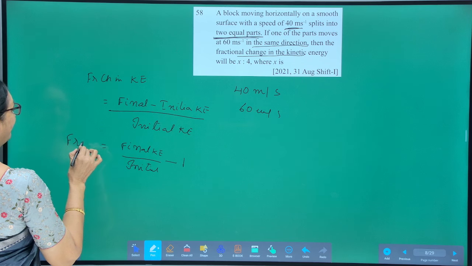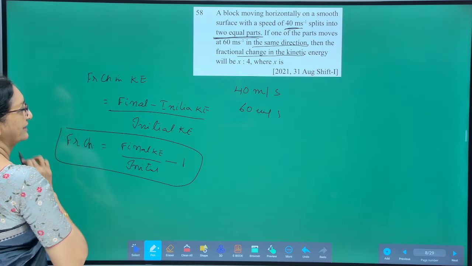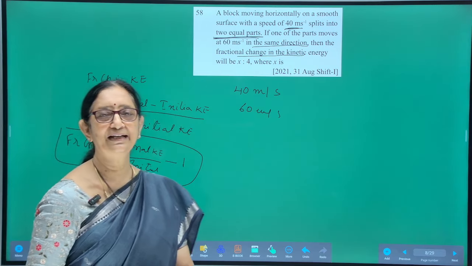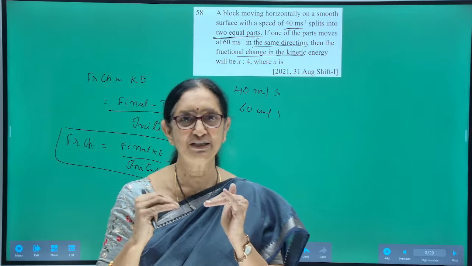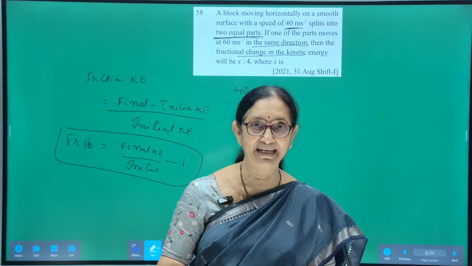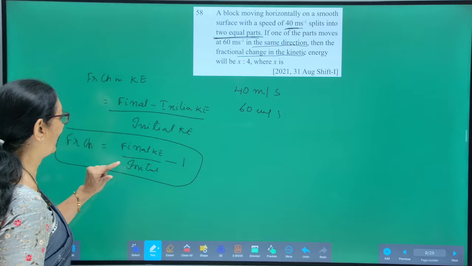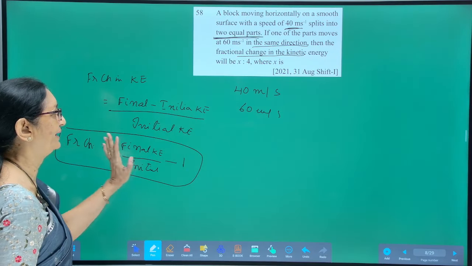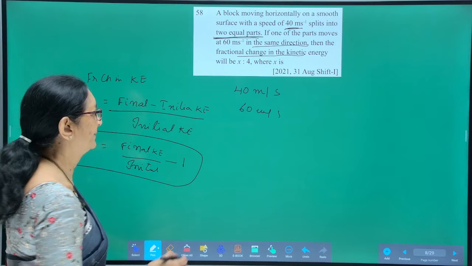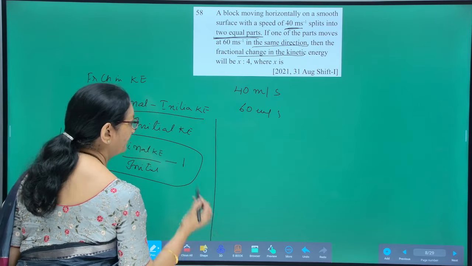That is the fractional change in kinetic energy. Fractional change in kinetic energy is change by initial. Change is final minus initial. By initial becomes fractional. So, final KE by initial KE minus 1, that is the fractional change. So, here you need to follow this problem carefully.